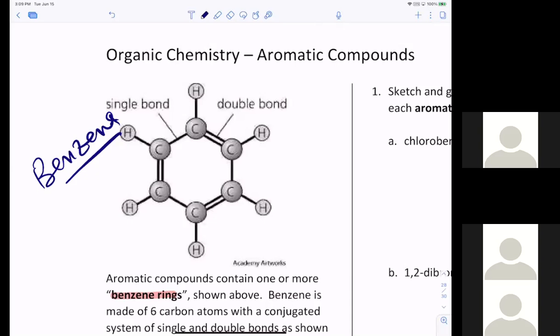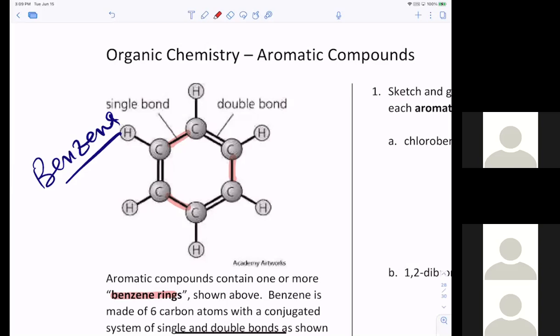What's weird about it? Well, the way it's drawn, and in fact, the way it's labeled too, suggests that it has these alternating single and double bonds, right? Single, double, single, double, single, double. That's how it looks. And if I built the molecule with a model set, that's how I would build it. But there's a problem with that.